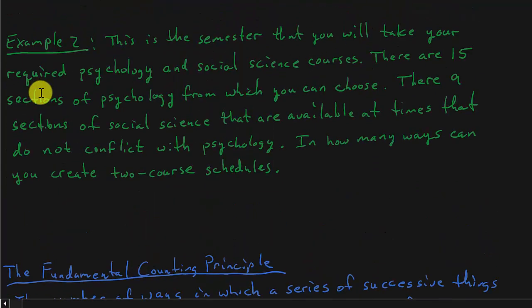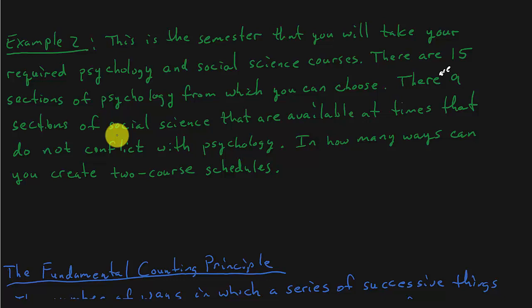This is the semester that you will take your required psychology and social science courses. There are 15 sections of psychology for which you can choose. There are 9 sections of social science that are available at times that do not conflict with psychology. That's important, since it's always kind of hard getting your classes together where they don't conflict in times. How many ways can you create a 2-course schedule?